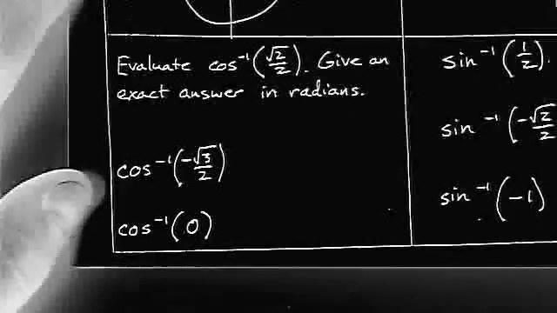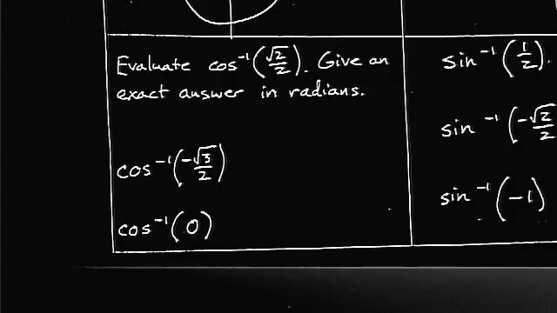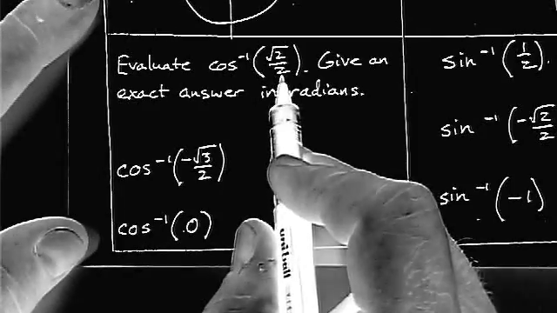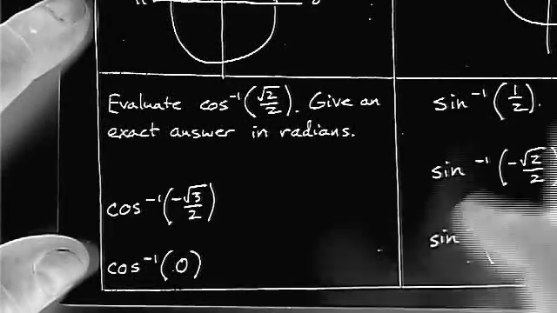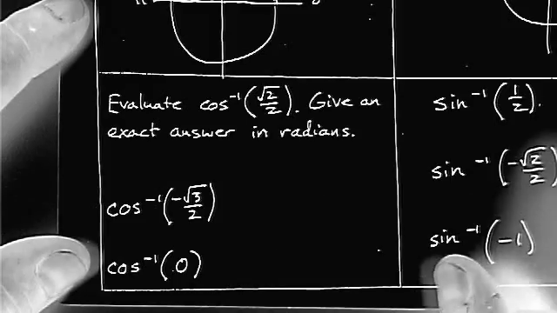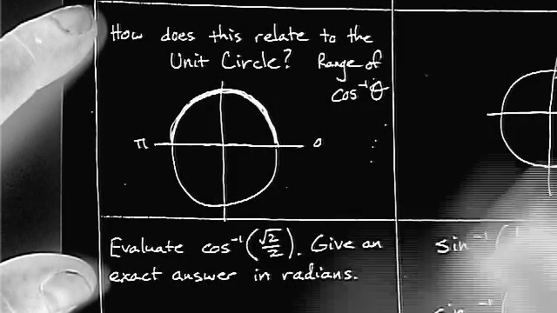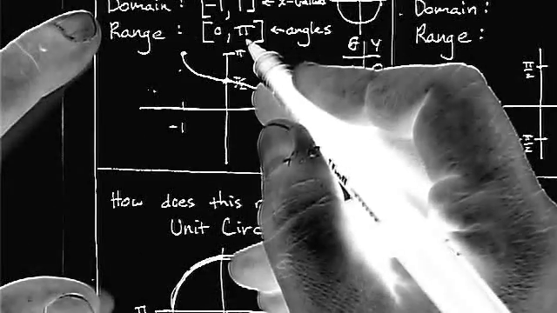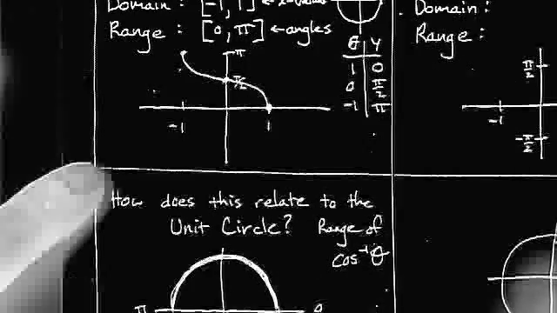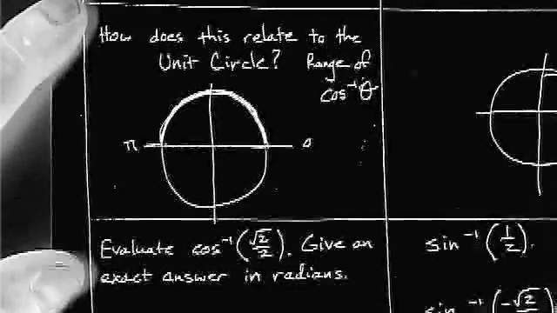So I'm going to ask you questions like this. What's the cosine inverse of radical 2 over 2? Give an exact answer in radians. I give you the x value, radical 2 over 2, and you're supposed to give me an angle measurement that has that same x value. Now, here's the kicker. You're only allowed to give me an answer that's between 0 and pi, because the range of the inverse cosine function only goes from 0 to pi. You can't give me an answer that's outside of that. If you do, you're wrong.